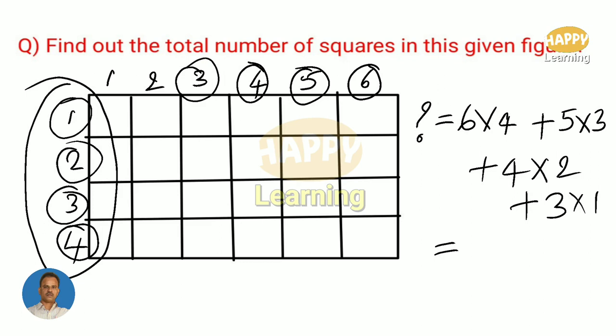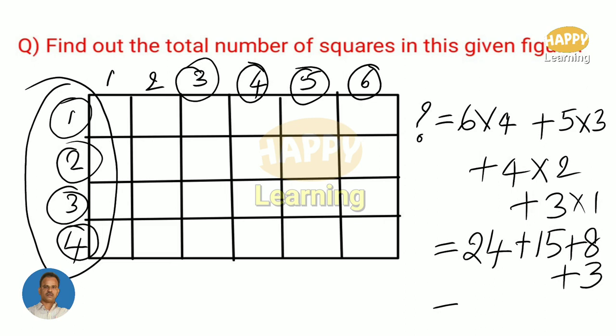So 6 fours are 24, plus 5 threes are 15, plus 4 twos are 8, plus 3, that is equal to, so 24 plus 3, 27, plus 8, 35, 35 plus 15, total 50. There are total 50 squares.